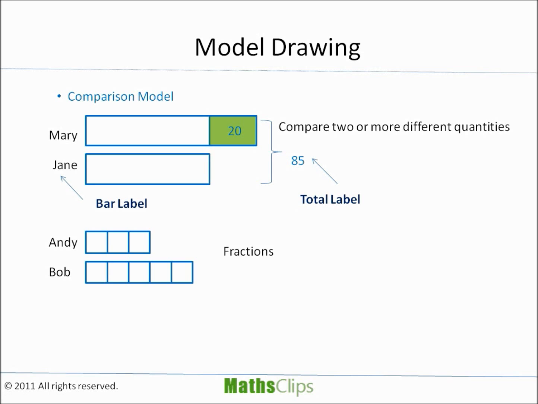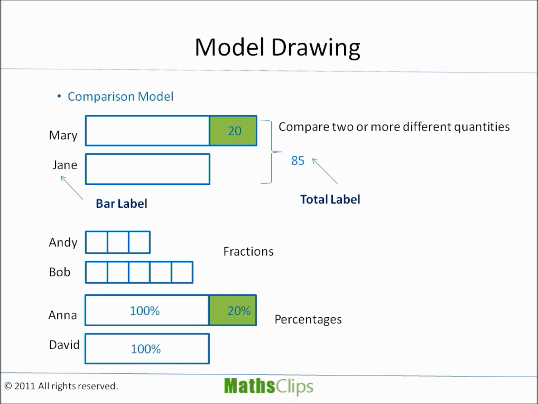Here is an example of problem solving using fractions. For example, Andy has 3/5 as many stamps as Bob. Or in the case of percentages, Anna has 20% more stamps than David.